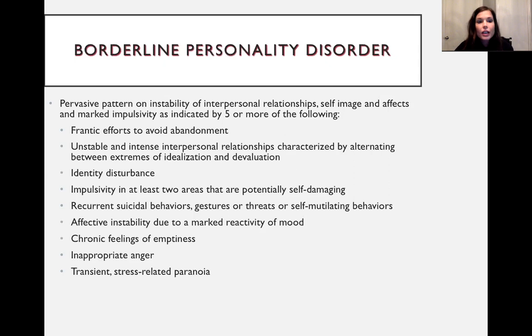Identity disturbance, so a lack of understanding of who they are, or it changes very rapidly, or it changes when they meet someone new who they are idealizing, and then all of a sudden they're taking on all of their characteristics. There's impulsivity in at least 2 areas that are potentially self-damaging: recurrent suicidal behaviors, gestures or threats, or self-mutilating behaviors. So this is your non-suicidal self-injury, recklessness, overeating, binge eating, engaging in risky sex practices, or substance abuse.